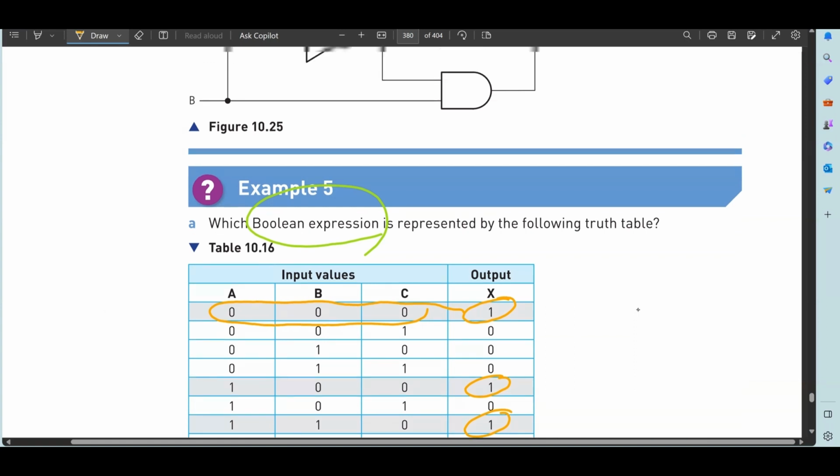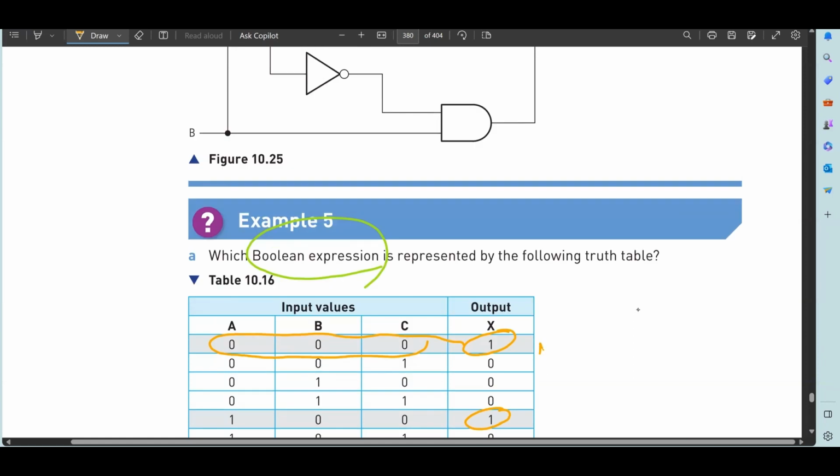And the expression goes like not A. This output 1 came on when A was off, not A, and, you don't need to underline, I'm just highlighting that it's mandatory to write AND, not B, and not C. So this is the expression only for this output value 1, this one only.